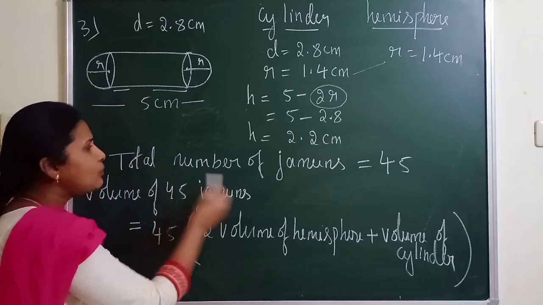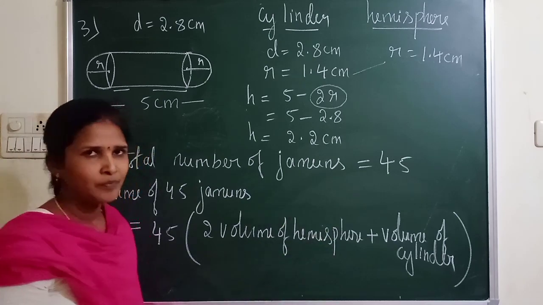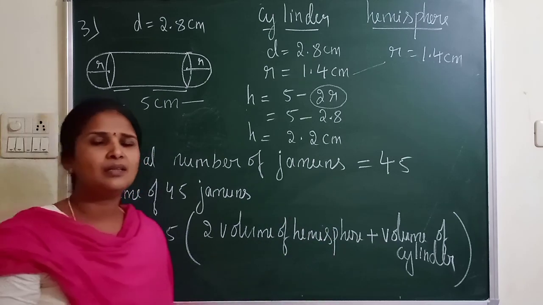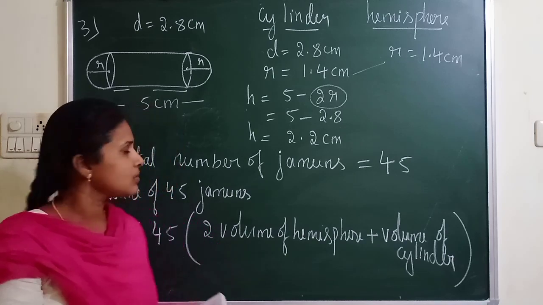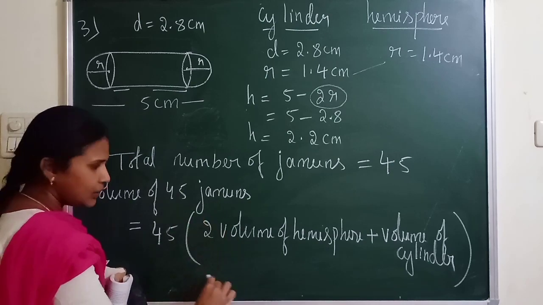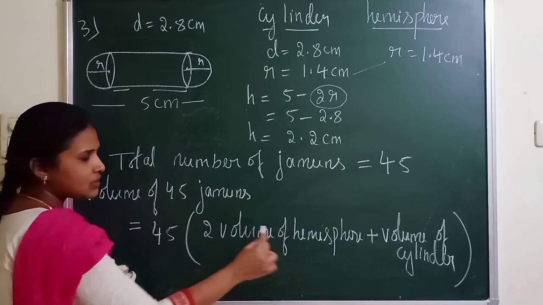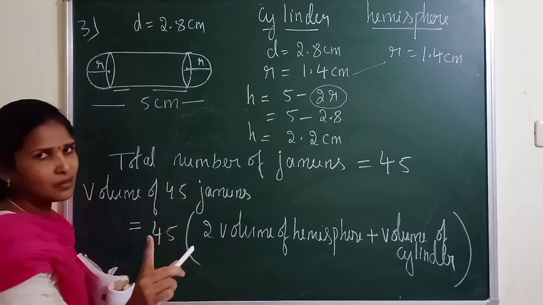And how many jamuns do you have in that? Total number of jamuns is 45. Now before you find the amount of syrup, let us find the volume of 45 jamuns. So the volume of 45 jamuns equals 45 into how many hemispheres? 2 hemispheres. That is 45 into the volume of 1 jamun.